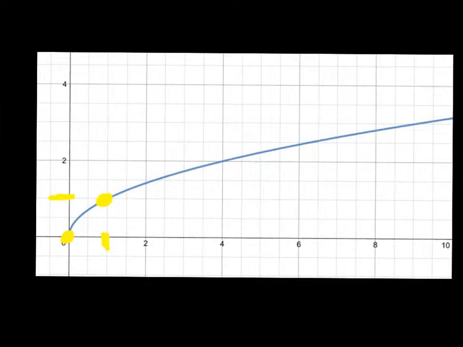If I put in 2, what is the square root of 2? 1.41, and that is approximately right here. If I put in a 3, what is the square root of 3? 1.7 something, so it's approximately here. And if I put in a 4, the square root of 4 is 2. How about I skip to a perfect square, such as 9 over here? The square root of 9 is 3, so there's 3 right there. That's how this is created. And it keeps going up like that, ever so slightly.